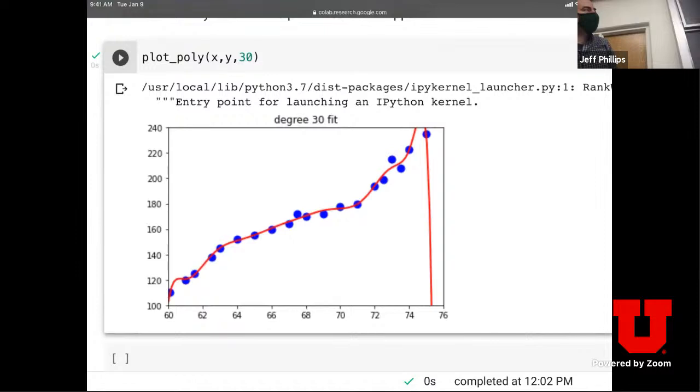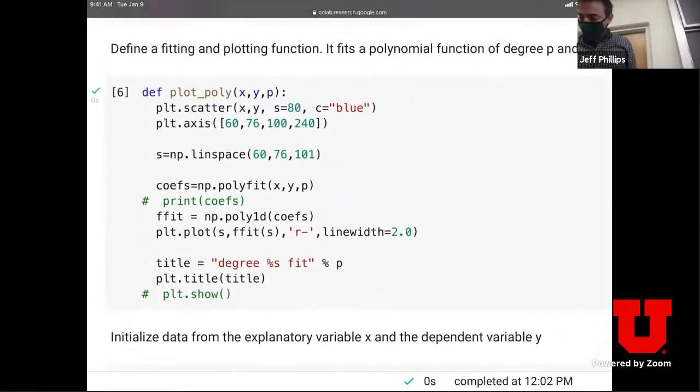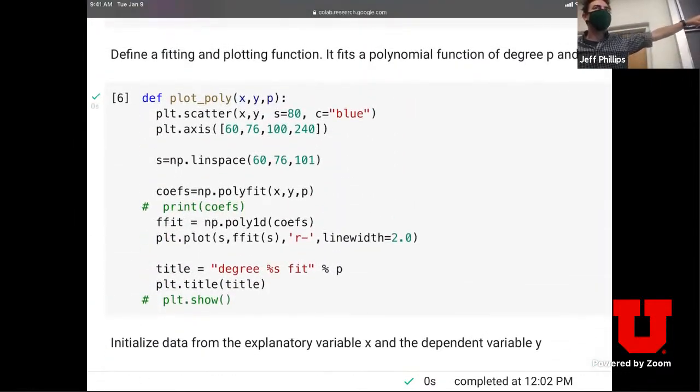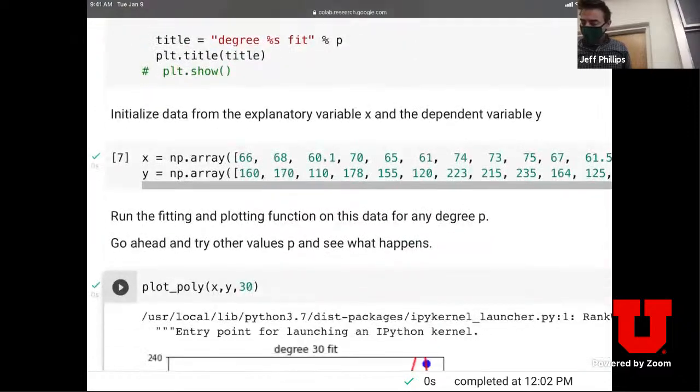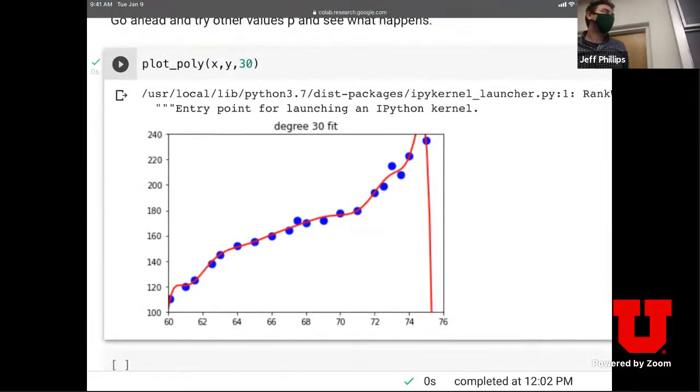All right, it's still not fitting through these points. I think Python's polyfit function has some safety mechanisms built into it. Instead of inverting a matrix, it's doing something else to prevent that, because the matrix is not actually invertible. But that's also preventing it from actually fitting through all of the points.